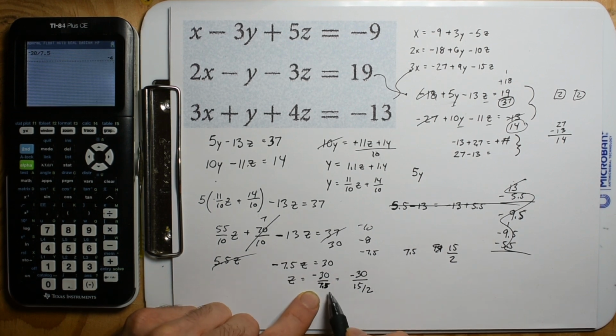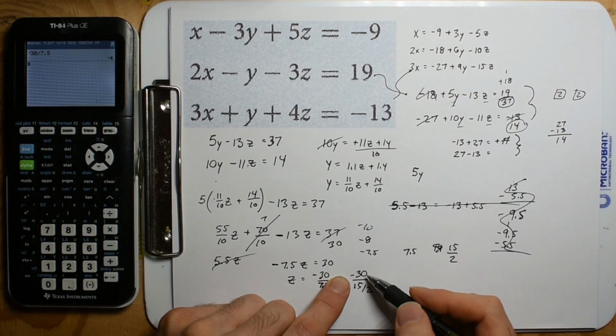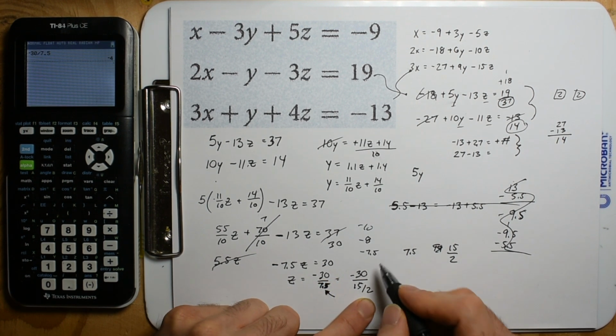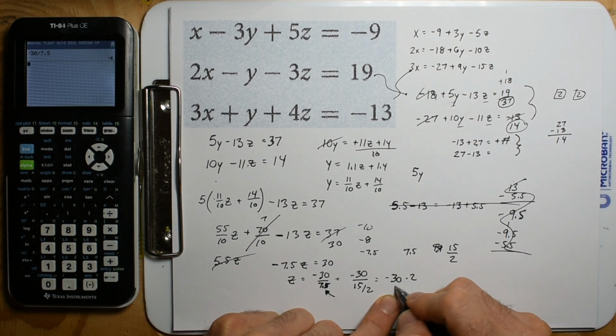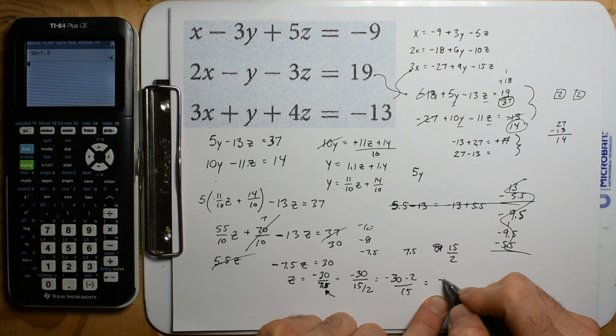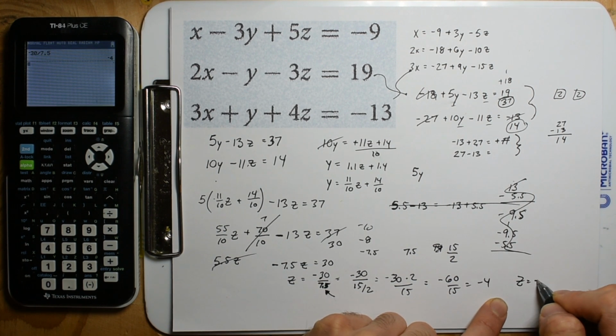Yeah, I needed to work on more of my math skills, you know what I mean? Not using the calculator and stuff. So if we had 15 divided by 30... negative 30 divided by a fraction is the same thing as negative 30 times 2 divided by 15. And so that's going to be negative 60 divided by 15. That's negative 4. Sweet. So z is negative 4.